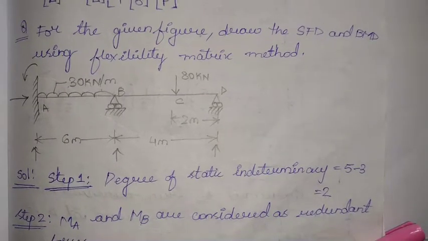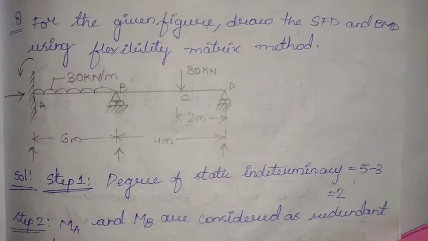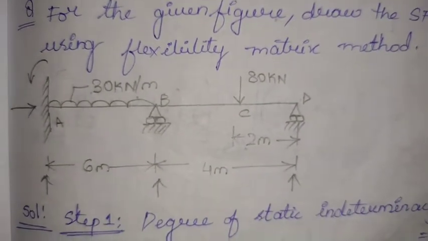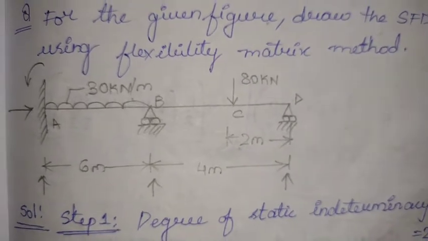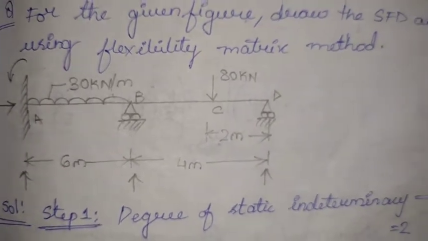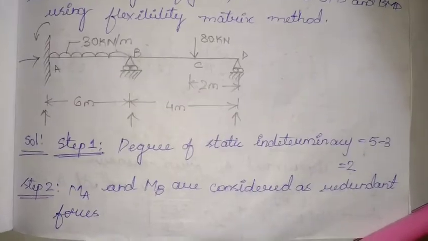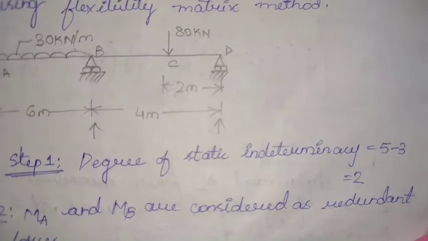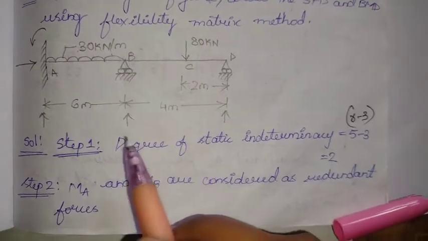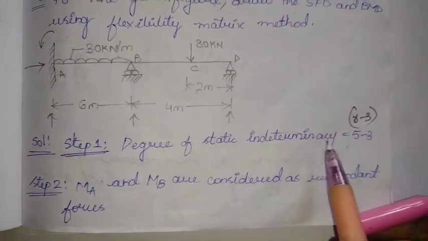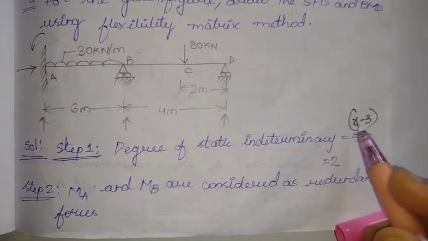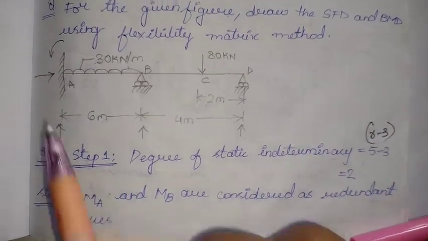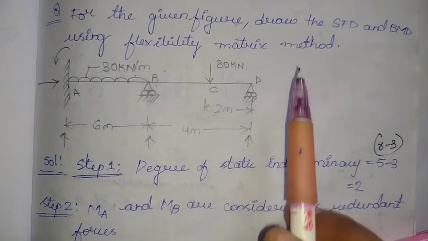So let us solve an example. This is the given continuous beam for us, carrying a UDL in the first span and a central point load in the second span. The first step is determination of the degree of static indeterminacy. The degree of static indeterminacy can be determined using this formula: ds equals r minus 3, where r is the number of reactions for the given continuous beam.